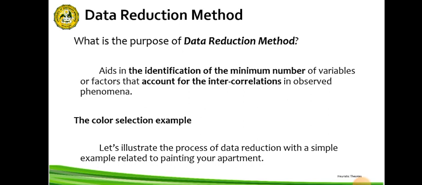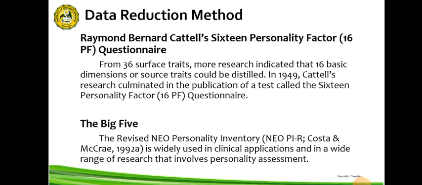In a manner similar to the factoring of all those shades of paint into 3 primary colors, this is also how personality traits are being factored into what psychologists refer to as the most important individual differences in human transactions. Moving forward with Raymond Bernard Cattell's 16 personality factor, or the 16 PF questionnaire. It indicated that 16 basic dimensions or source traits could be distilled from the original 36. So in 1949, Cattell's research culminated in the publication of a test called the 16 personality factor, or the 16 PF questionnaire.